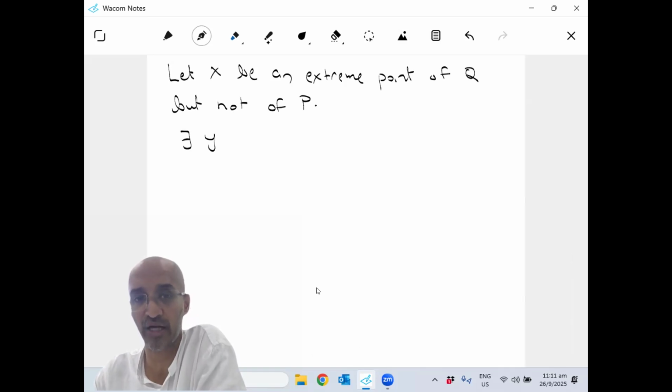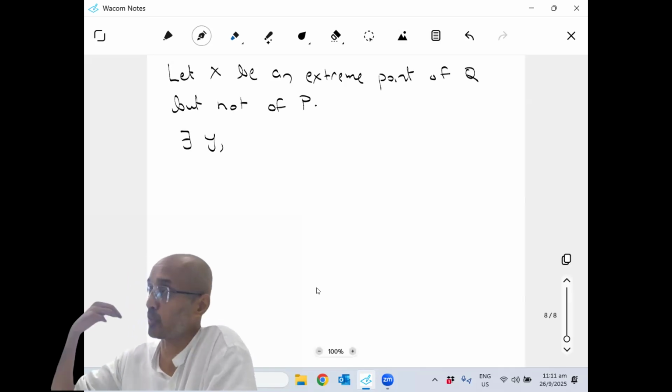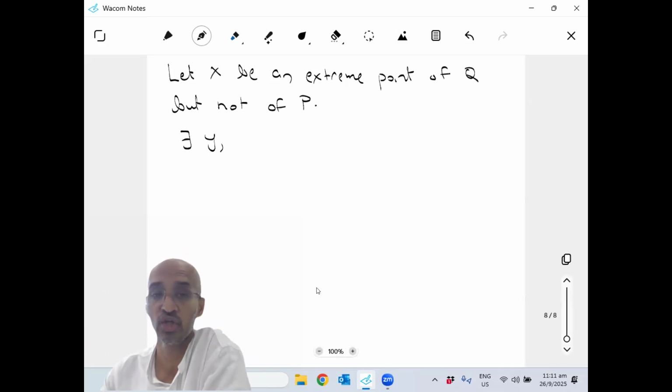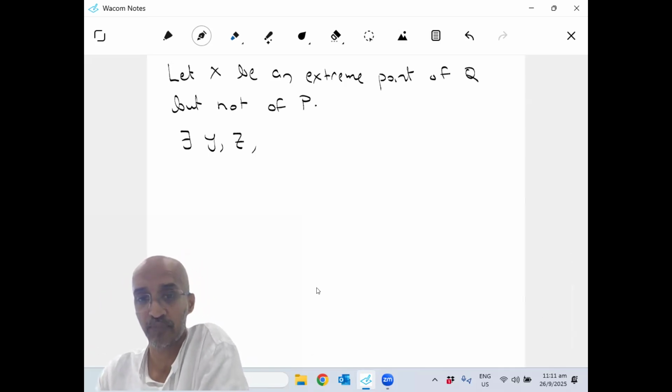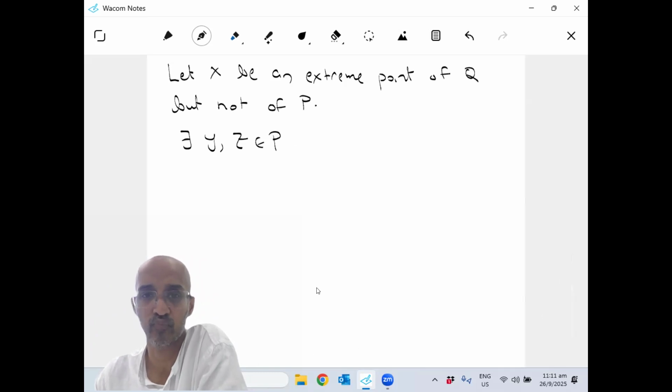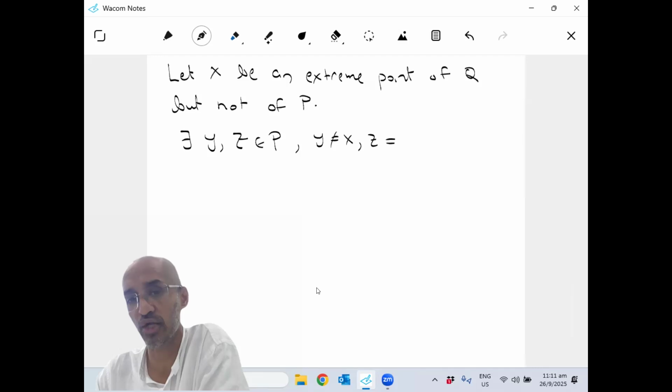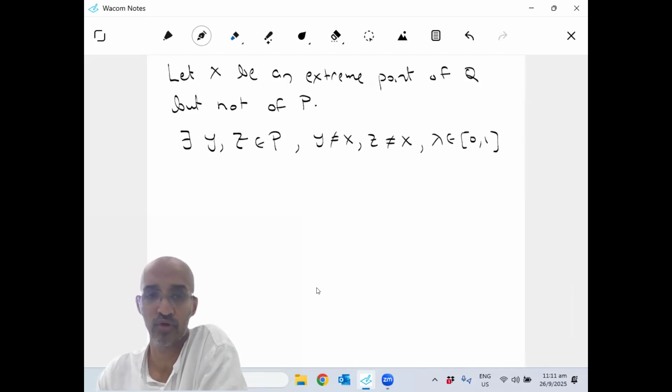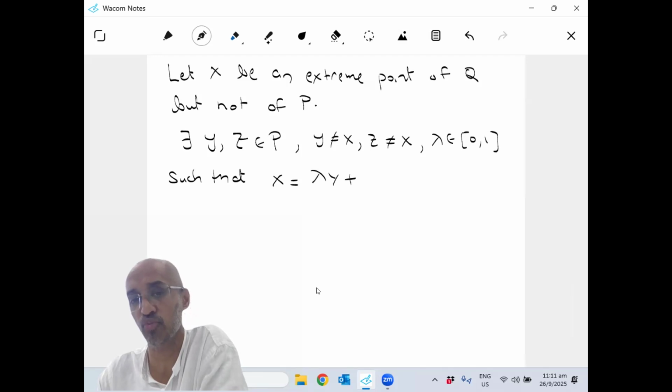This means that there exist two vectors. Again, this is why you have to be comfortable using different definitions. So there exist Y and Z, both in P, Y not equal to X, Z not equal to X, and some lambda in (0, 1), such that X can be written as a convex combination of these two points.